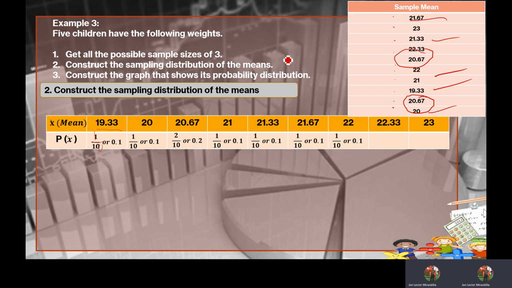22.33, asan yun? Ito siya, isang beses lang din. Kaya 1 out of 10 is 0.1. Then 23, isang beses lang din, right? Kaya 1 out of 10 or 0.1.